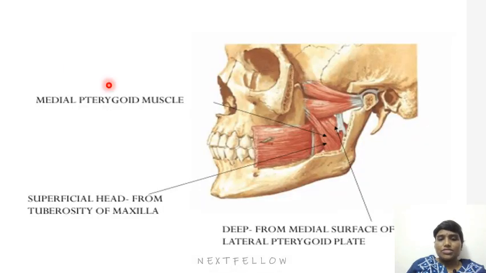Medial pterygoid muscle. Medial pterygoid muscle has superficial head and deep head. The superficial head will take its origin from the tuberosity of maxilla, whereas deep head, it will take its origin from the medial surface of the lateral pterygoid plate. Both superficial head and deep head will pass backwards and are inserted onto the inner surface of the ramus of the mandible and to the angle of the mandible.